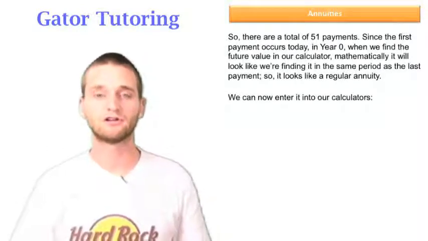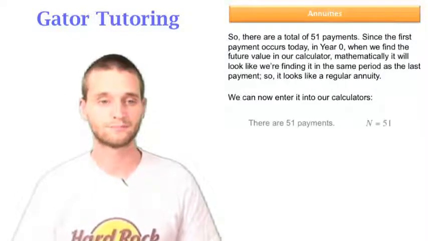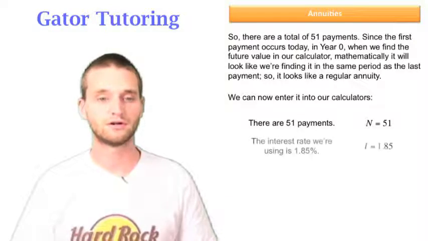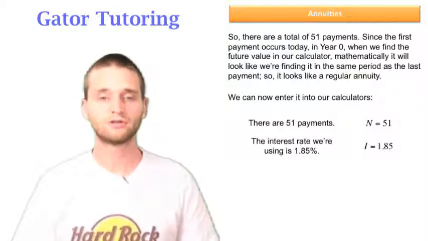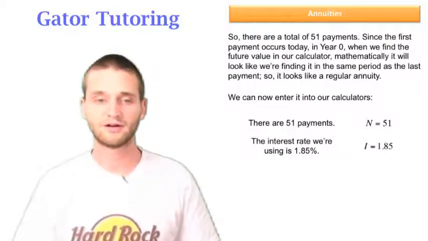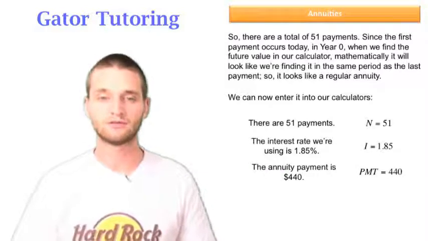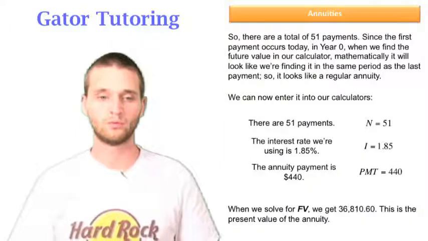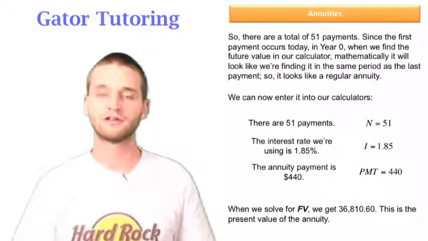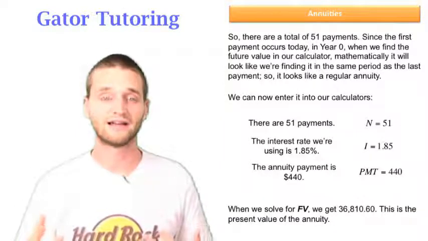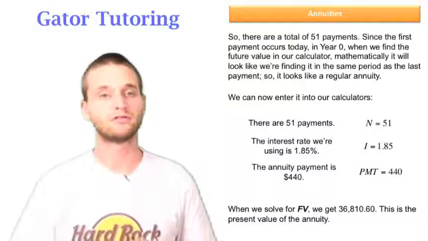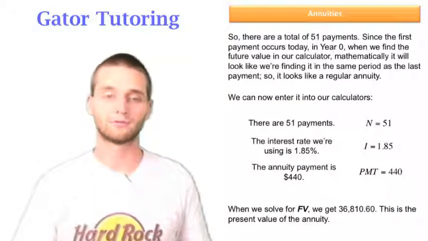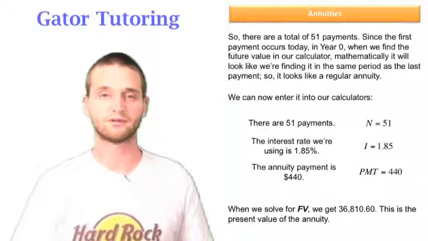So now we can enter it into our calculator, and it'll do the rest. There's 51 total payments. We enter in N as 51. The interest rate we're using is 1.85%. The annuity payment is $440. And when we solve for future value, we get $36,810.60. And this is, again, the present value of the annuity, because even though we solve for future value, the compounding and the discounting were built into this 1.85% interest rate.